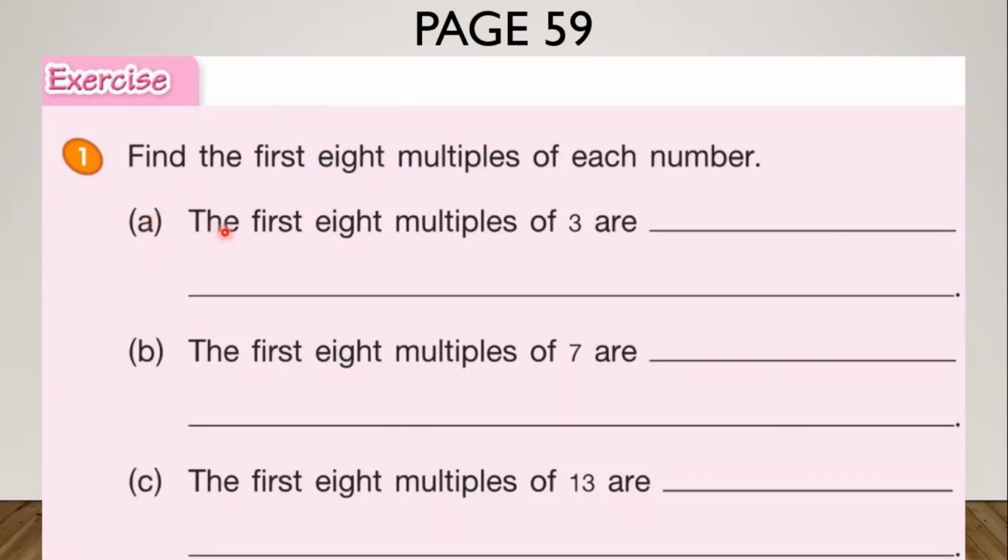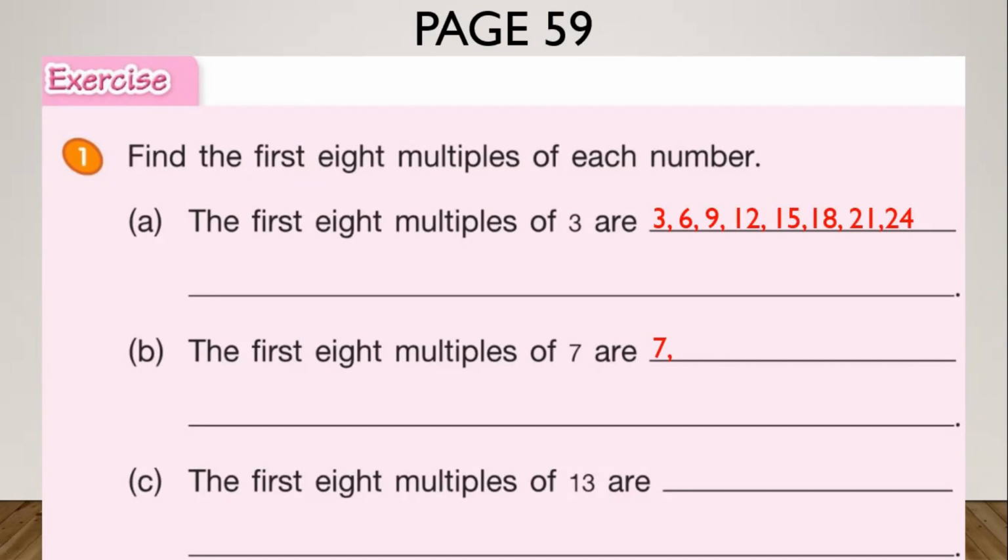So letter A, the first 8 multiples of 3 are 3. What's next? 6, 9, 12, 15, 18, 21, and 24. Very good. The first 8 multiples, we have it here.